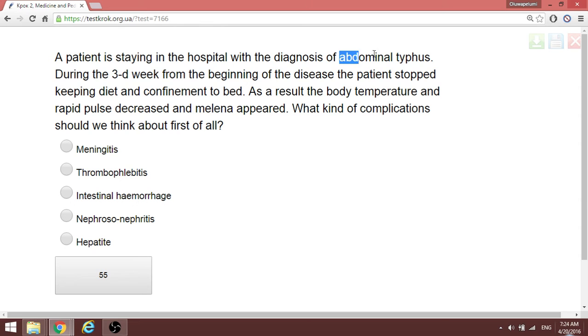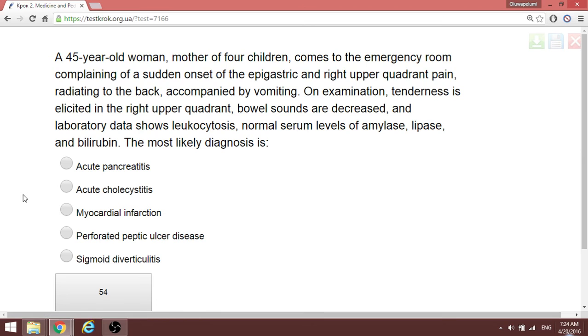If they are telling us about a patient with abdominal typhus, irrespective of everything I said, and then finally they tell us that there's melena, it means that if you have blood in the feces like this, you are definitely thinking there's bleeding somewhere in the intestinal tract, and this is the only thing that speaks of that. All right.